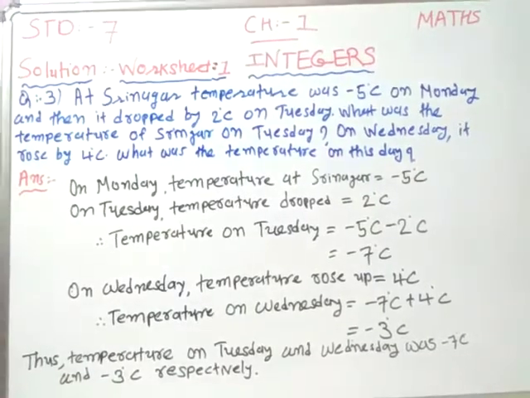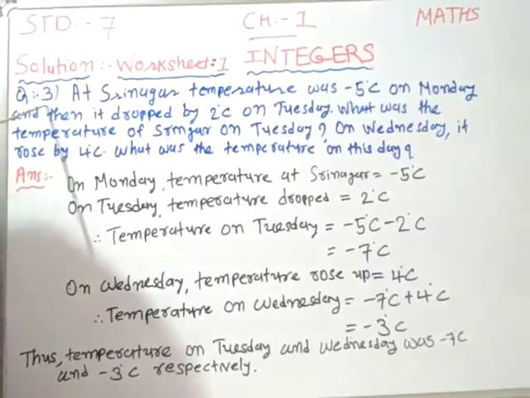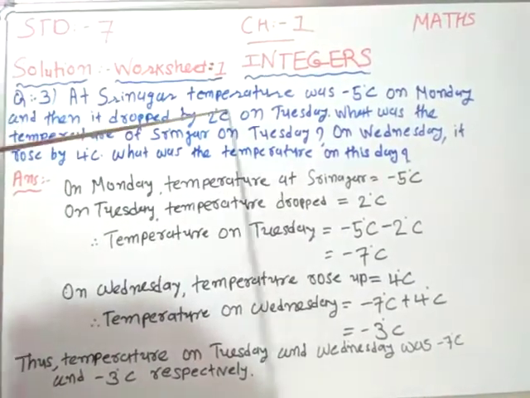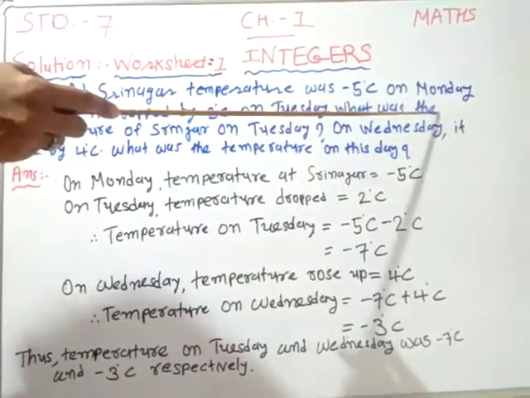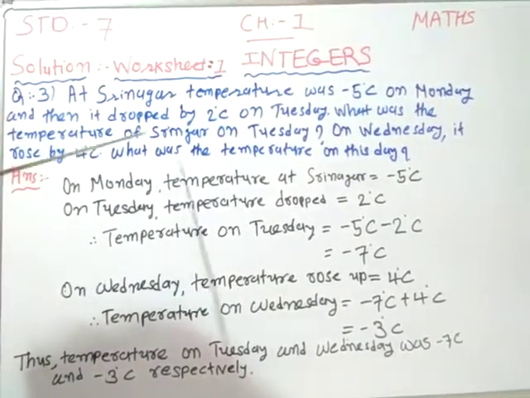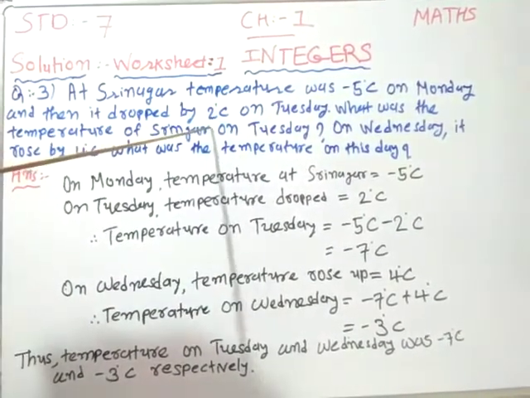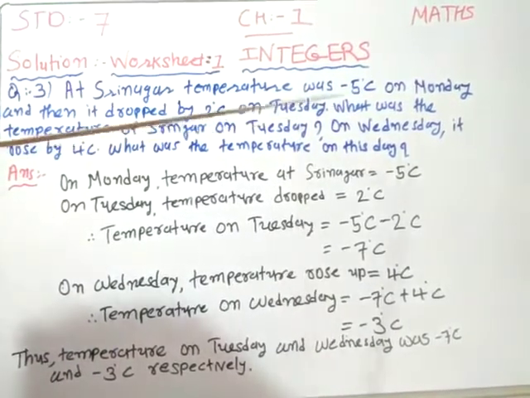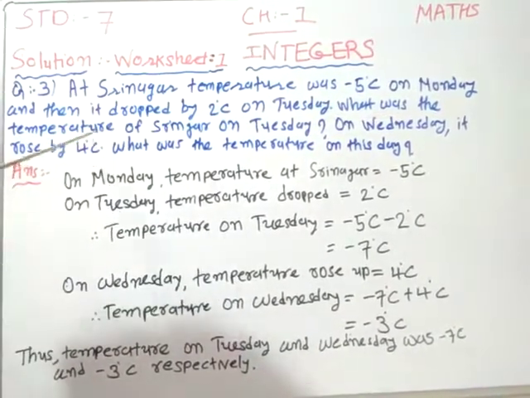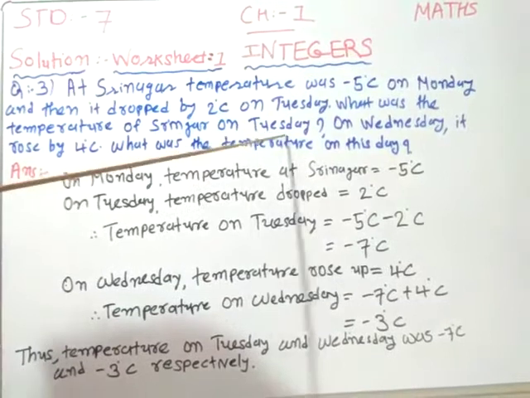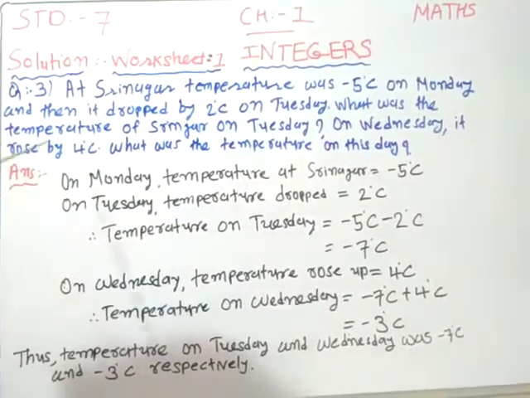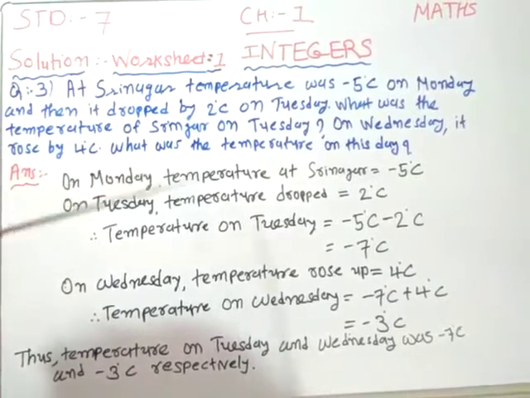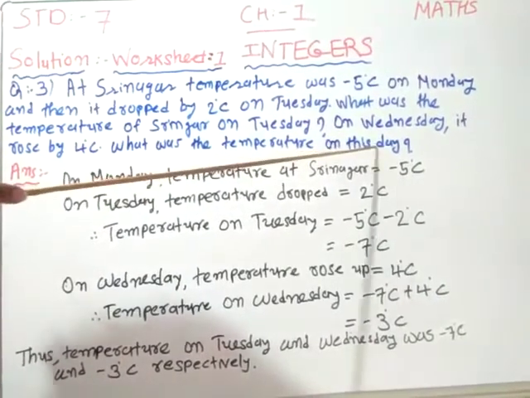Now let us solve question 3. Question 3 is: at Srinagar, the temperature was minus 5 degrees Celsius on Monday, and then it dropped by 2 degrees Celsius on Tuesday. What was the temperature of Srinagar on Tuesday? On Wednesday, it rose by 4 degrees Celsius. What was the temperature on this day?